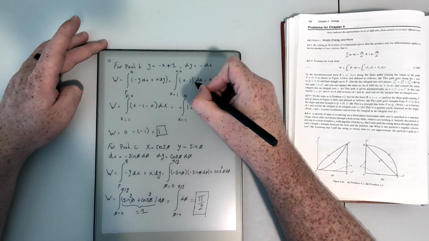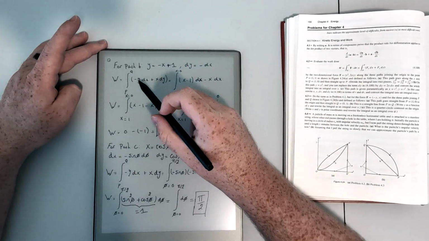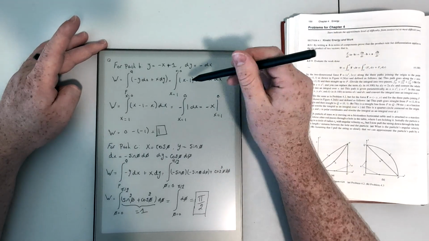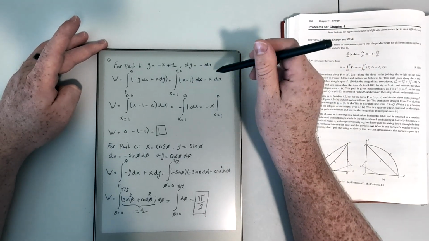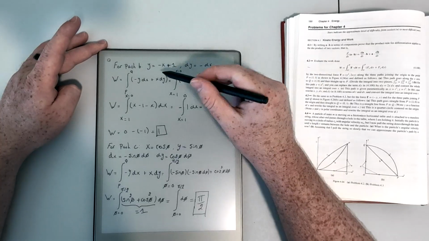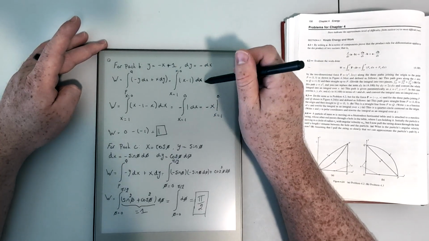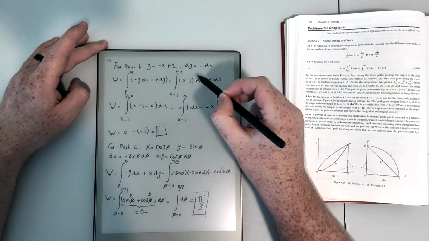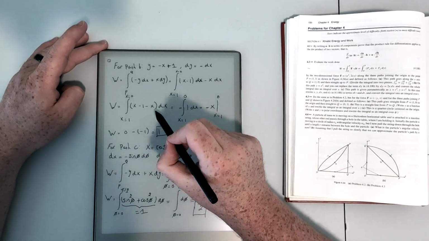We get x minus 1, which is negative y, right? This is y, but it's negative y, so it's x minus 1. And then dx minus x dx. So dy is just minus dx, so that's why we get the minus x dx here. So then you just kind of distribute terms out, we get x minus 1 minus x.